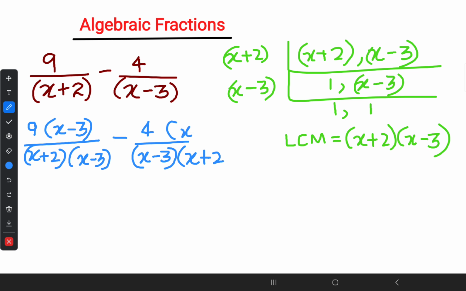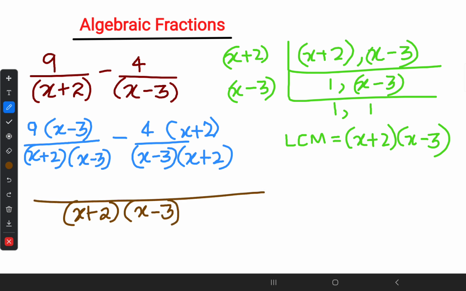Now both denominators are the same. So I will write the common denominator, which is x plus 2 times x minus 3. The order doesn't matter because x plus 2 multiplied by x minus 3 is also the same as x minus 3 multiplied by x plus 2. We will do the operation between the numerators.